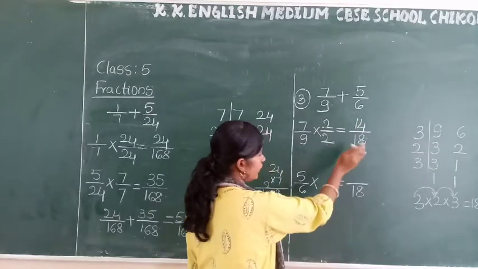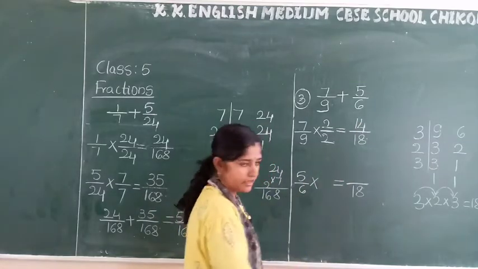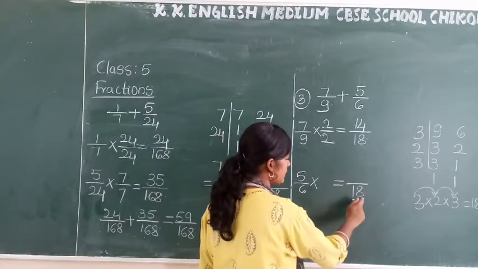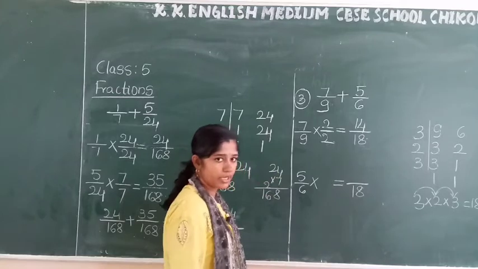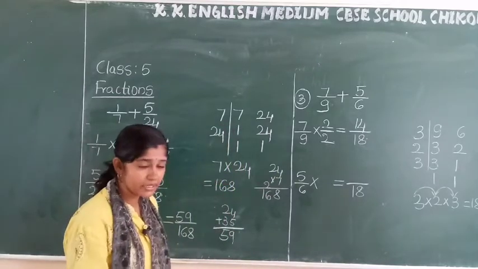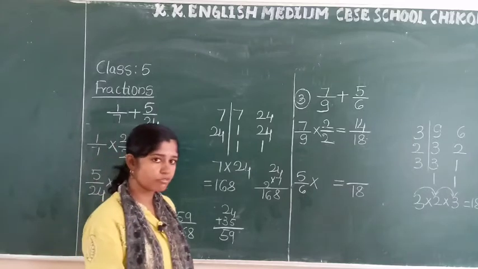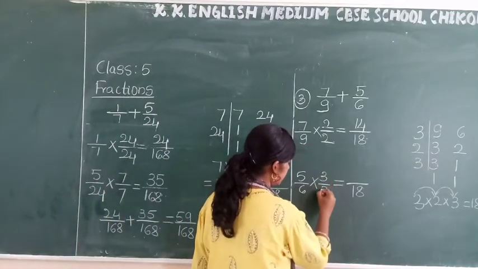Okay, this step is over. Next, in the denominator 6 is there and I want the denominator 18. Then which number do I have to take here? For that you have to know the 6 times table. 6 how much is 18? 6 2s are 12, 6 3s are 18. So 3 by 3.